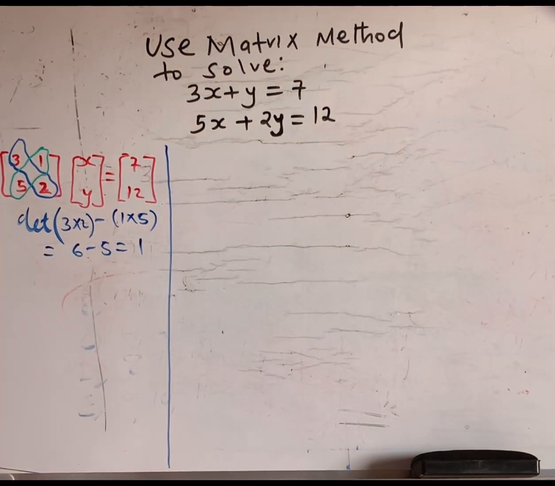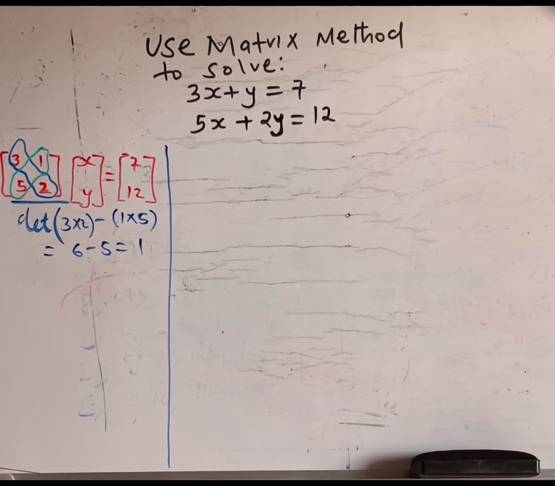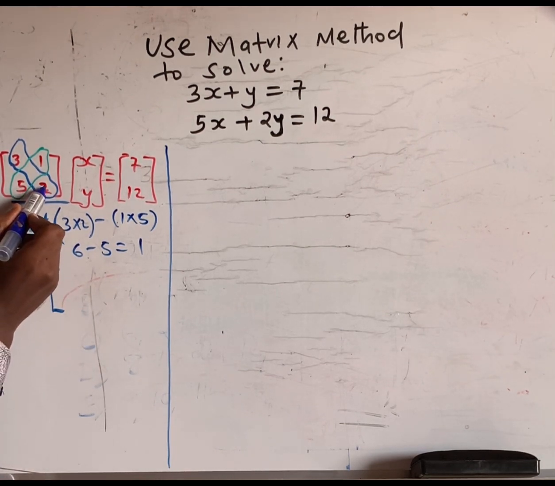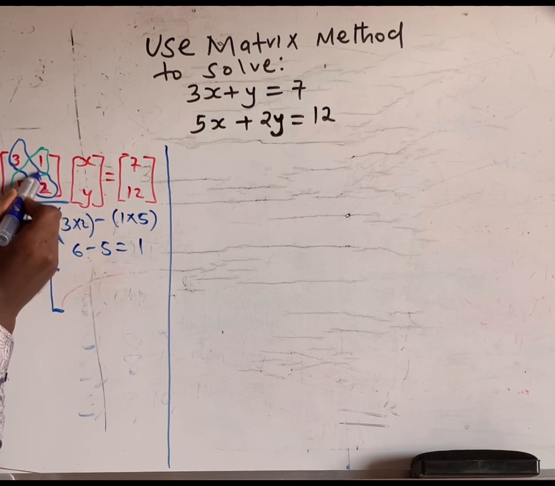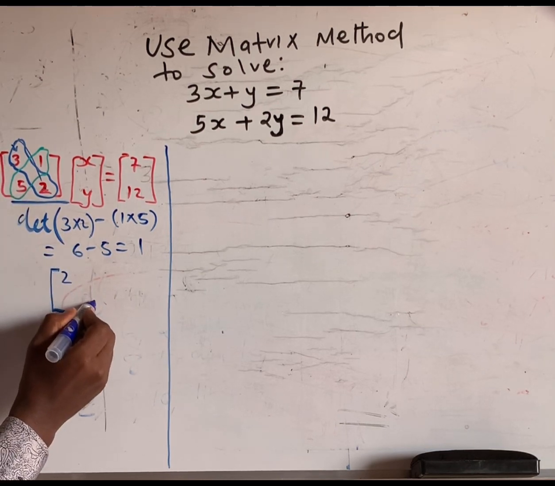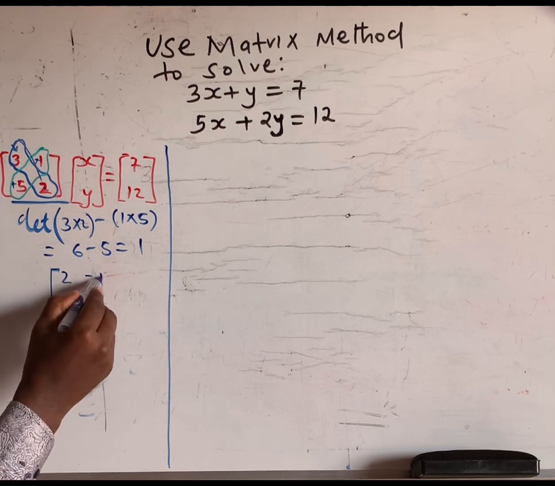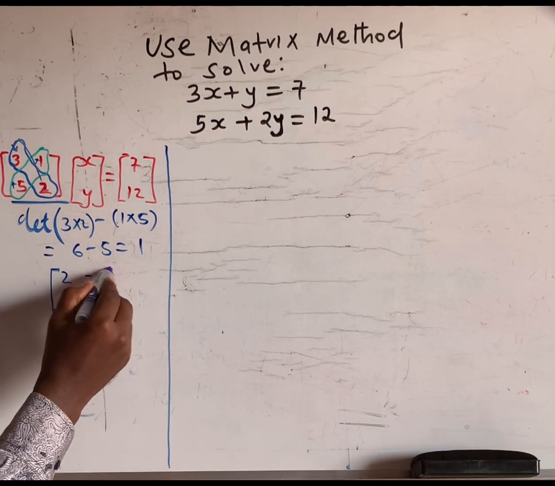With the determinant, we can get the inverse of this coefficient matrix. For us to get the inverse of the coefficient matrix, we interchange the main diagonal. Here we have 2 and here we have 3. So we take 2 and place it where 3 is, and then the position of 2 is occupied by 3. So we write 2, 3, and then we reverse the sign of the other diagonal. Like in this case here, we have positive 1 and positive 5. We write it negative 1, negative 5.